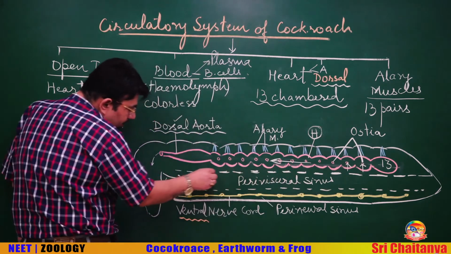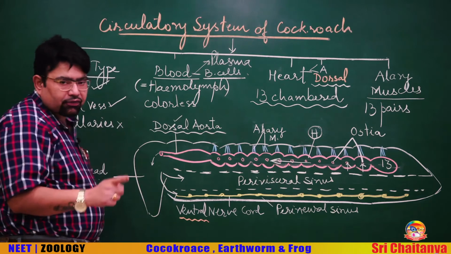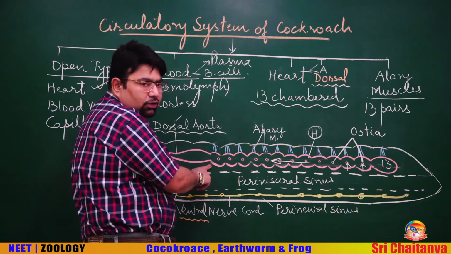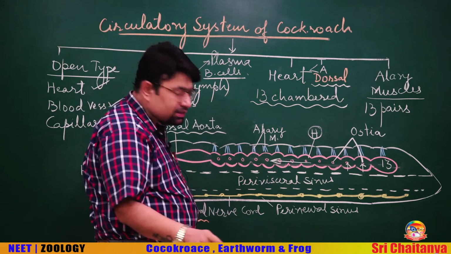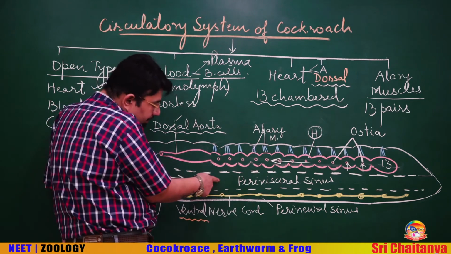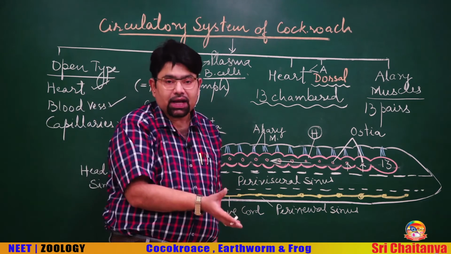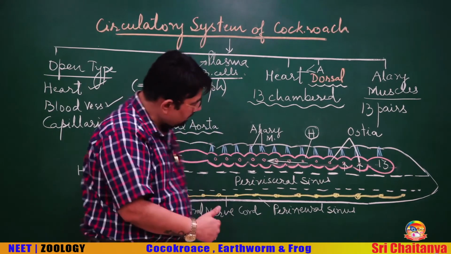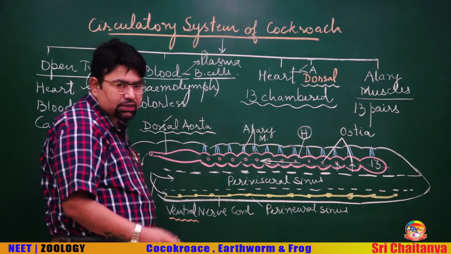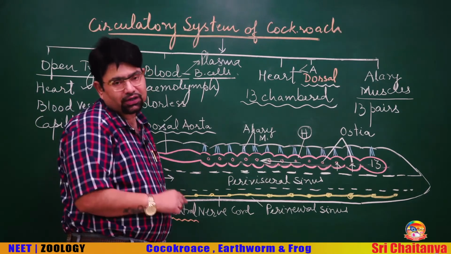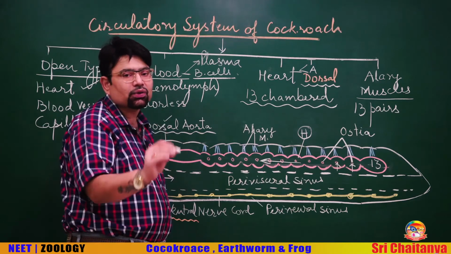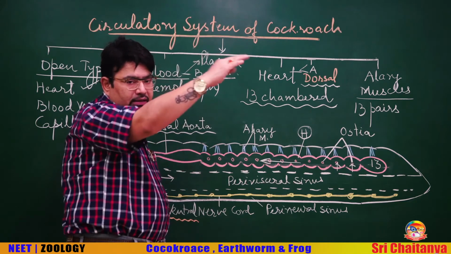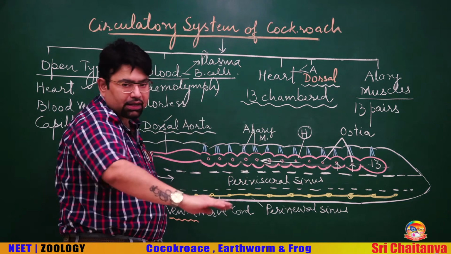Dorsal diaphragm, ventral diaphragm. Two diaphragms divide the body cavity into 3 sinuses. One around the heart called pericardial sinus, one in the middle around the digestive tract, the alimentary canal, called perivisceral sinus, and the bottom one around the nerve cord, called perineural sinus. So, from dorsal to ventral: pericardial, then perivisceral and perineural.